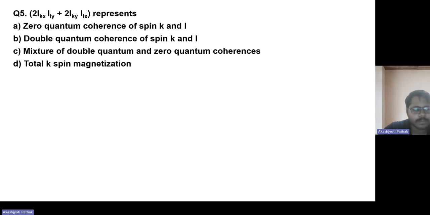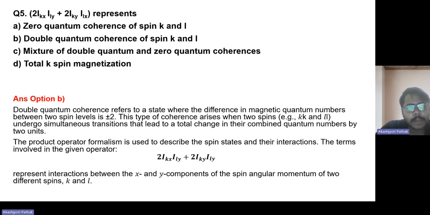Okay, so we will try to solve this question now. The question is that 2IkxIly plus 2IkyIlx represents: option A, zero quantum coherence of spin K and L; option B, double quantum coherence of spin K and L; option C, mixture of double quantum and zero quantum coherences; and option D, total K spin magnetization. So the correct option is option B, right? That is the double quantum coherence of spin K and L.